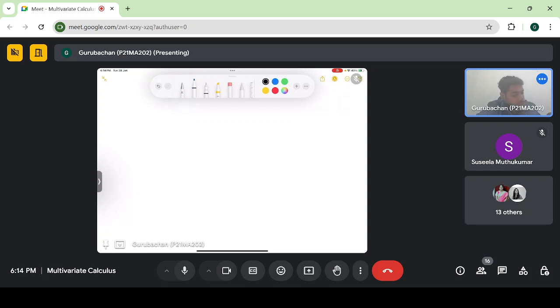The next question is: examine open and closed sets. Suppose S1 is given as the set of (x,y) from R square such that x plus 4y is strictly less than 3. So here we need to examine whether this set is open or closed or neither.